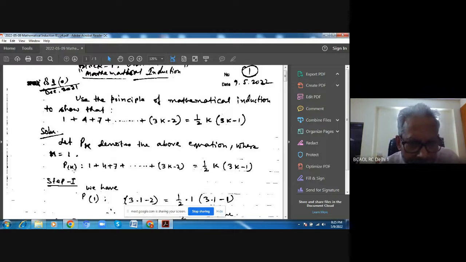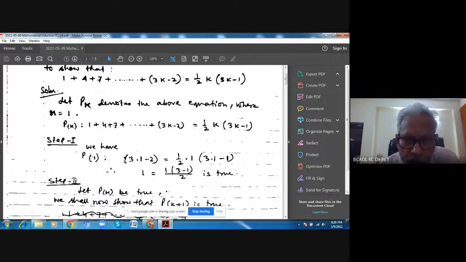So P(k), if I write the P(k), in this case it is the same, because there are no changes. Whatever the question has given, the same thing you just denote as P(k). Otherwise, if n is there, then we can take it as step 1. But in this case k is already there, so no need to change it.